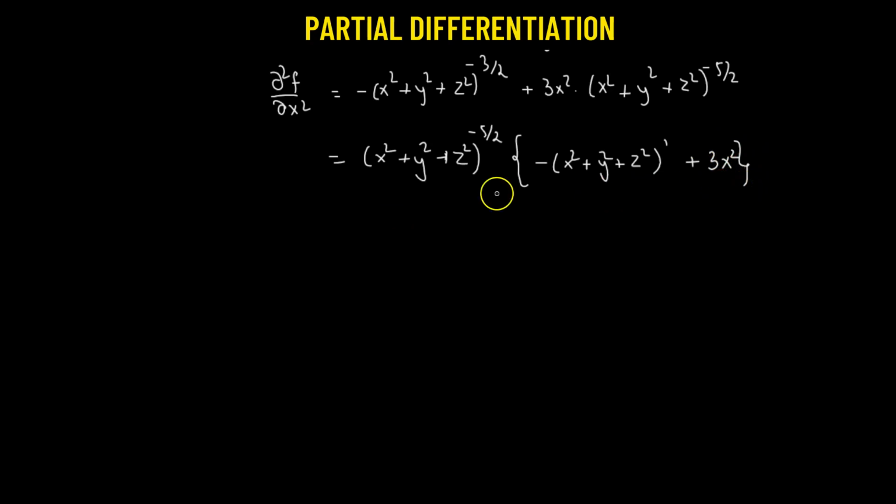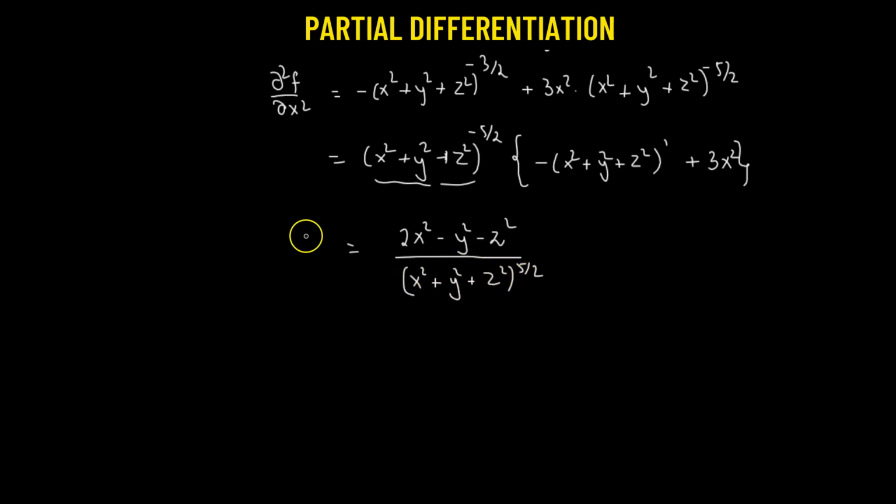So when we combine the like terms within the parentheses, we will get 2x squared minus y squared minus z squared, and we'll take this expression to the denominator to get (x squared plus y squared plus z squared) raised to the power of positive 5 over 2. So this is the simplified form of the second partial derivative of f with respect to x. Let's label this as number 1.